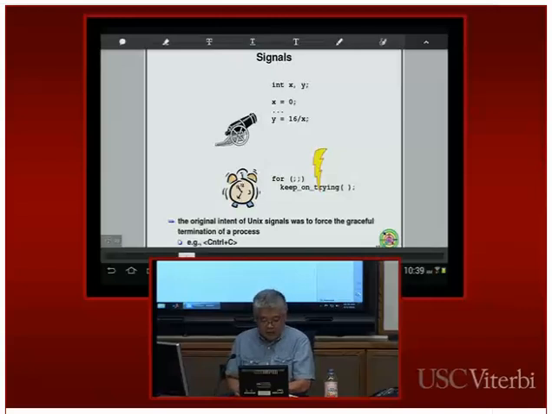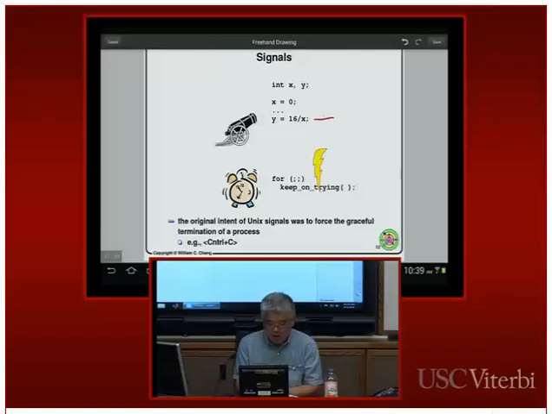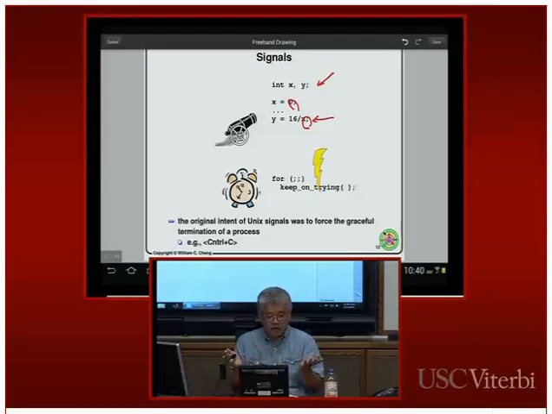The original intent of Unix signals is to force the graceful termination of a process. Over here, we have y equal to 16 divided by x, and x just happened to be equal to 0, so it's a divide by 0 error. You might be computing for days, and for some reason you end up with a divide by 0. What you're trying to avoid is wasting all that work. So Unix tries to provide a mechanism so that when you get a divide by 0 error, you have a chance to save all your work before your thread is killed.